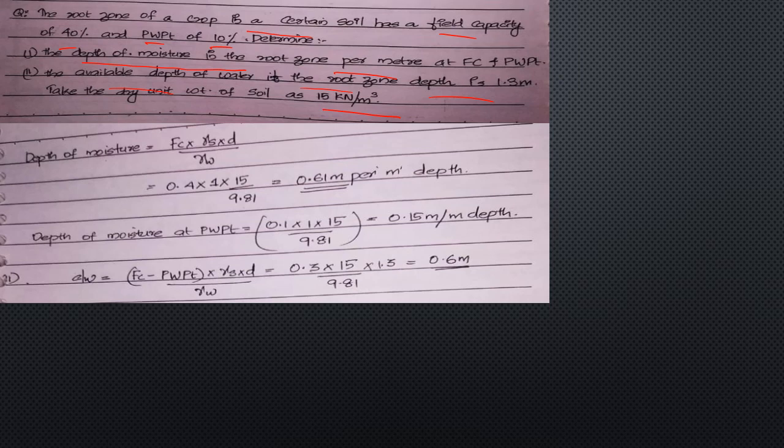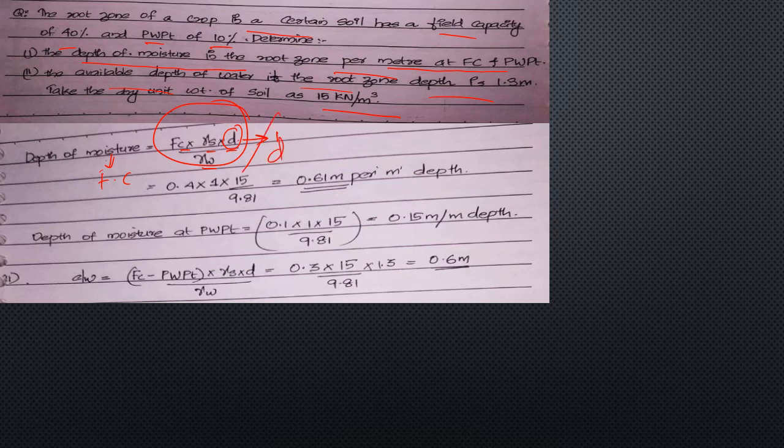So the depth of moisture corresponding to FC, that is the depth of moisture at field capacity, we have the equation as FC into gamma S into D by gamma W. And here the depth of moisture in the root zone per meter at FC and PWP is to be found out. So we are going to take D equal to 1, that is, per meter means we are going to divide this whole thing by D or simply take D equal to 1.